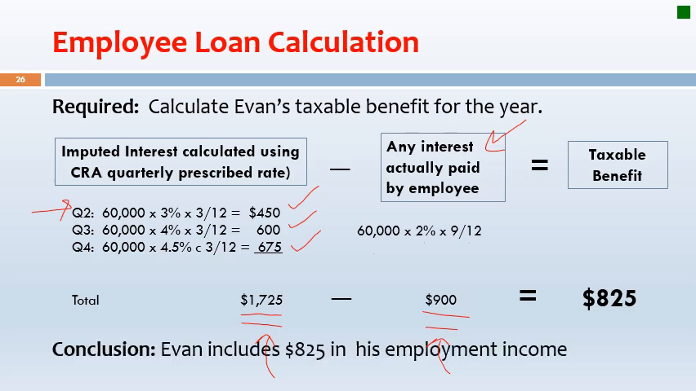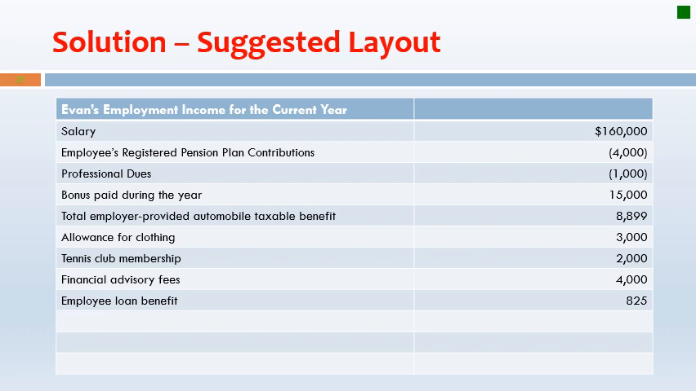The conclusion here is that Evan includes $825 in his employment income, which we'll do in our running total. So here we include the $825 as part of Evan's income. Yep, he's going to pay a little bit of tax, but when you think about it, he got a $60,000 loan to build a pool for next to nothing. It's still pretty awesome.